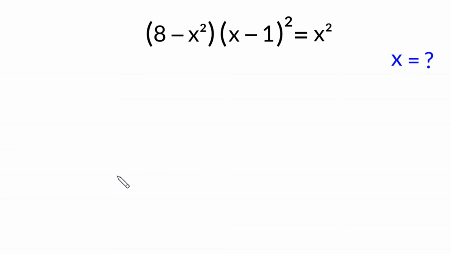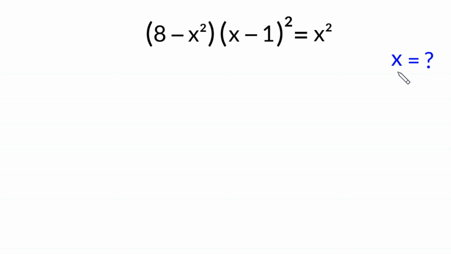Hello everyone, welcome to how to solve this very nice algebra equation: (8 minus x squared) times (x minus 1) whole squared equal to x squared. Our job is to find all possible values of x.